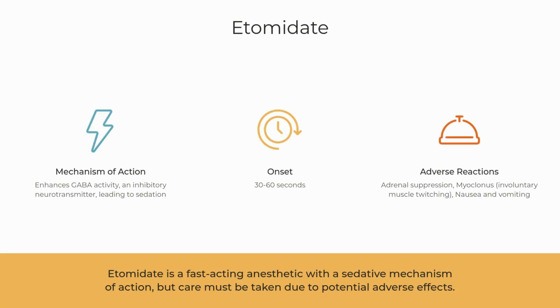Etomidate. Etomidate is a popular induction agent for RSI because it acts quickly, within 30 to 60 seconds, and doesn't usually drop blood pressure, which is crucial for unstable patients. It works by enhancing GABA, a neurotransmitter that calms brain activity. However, it can suppress adrenal function, which is a concern in sepsis or with multiple doses. It might also cause muscle twitching, known as myoclonus, and some nausea afterward.